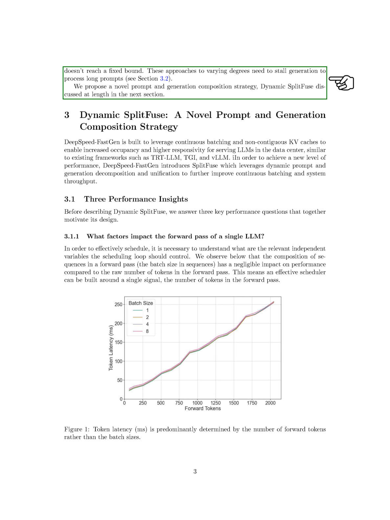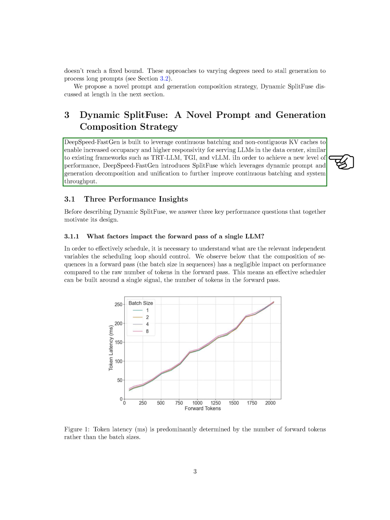However, current systems still need to pause generation to process long prompts. That's where our new strategy, Dynamic SplitFuse, comes in. This strategy, which we'll discuss in more detail in the next section, allows for more efficient processing and generation of prompts.